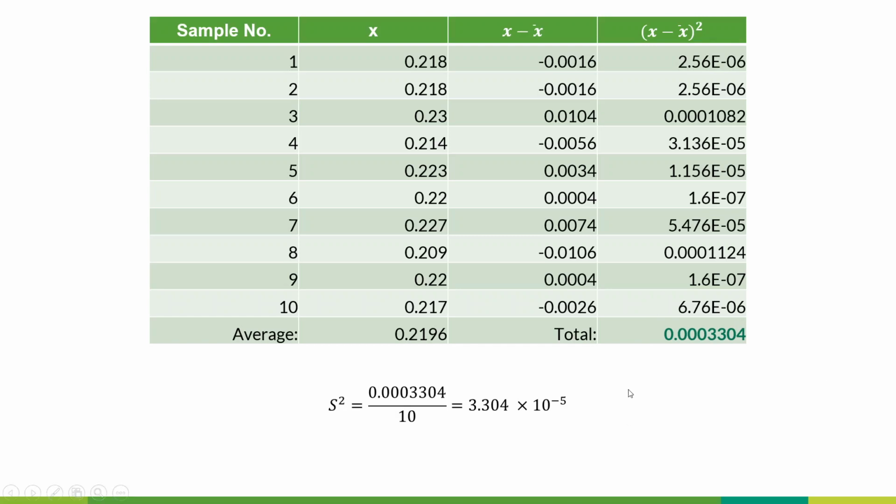So that divided by small n, which is the total number of samples, will give you S² at time t equal to 10 minutes. So 0.003304, which is the summation of (x minus x bar) the whole square, divided by small n, which is the total number of samples. That gives me an S² value of 3.304 times 10 to the power minus 5. So we have calculated S².